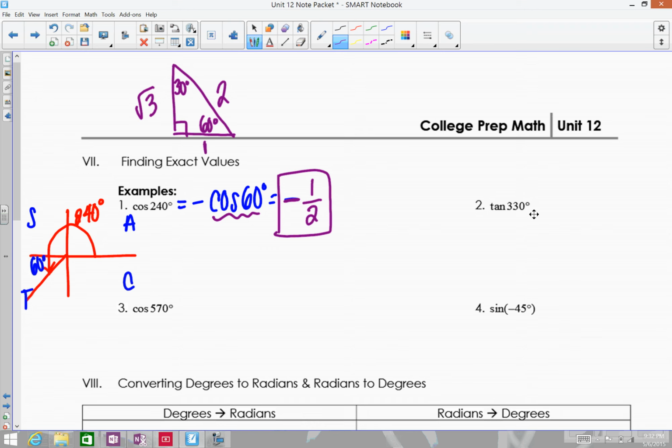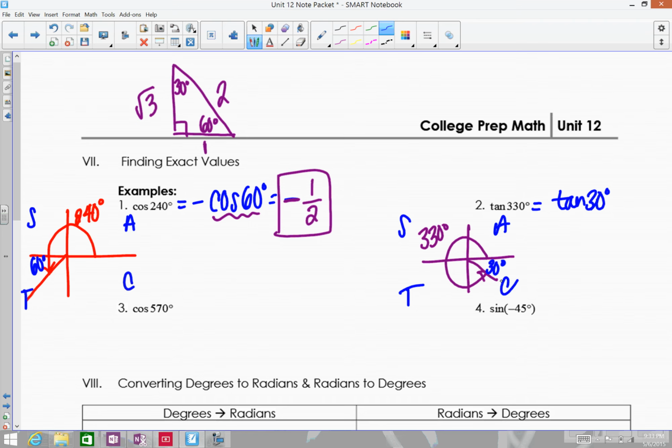So let's look at tan of 330. So same idea. 330 will be somewhere down here in the fourth quadrant. The reference angle for this then is 30. So we know that this has to be equal to tan of 30, but we have to decide, is it positive or is it negative? So looking at our acronym here, all students take calculus. In the fourth quadrant, the only thing that's positive is cosine. So since this is tan, it's going to be negative.